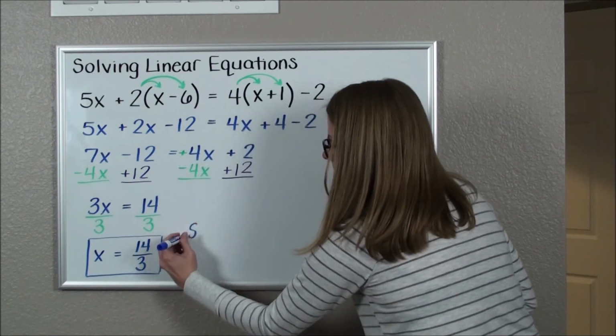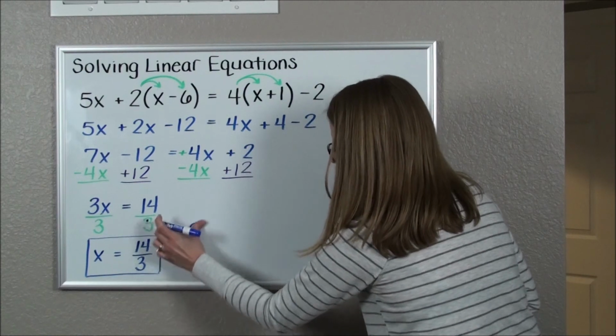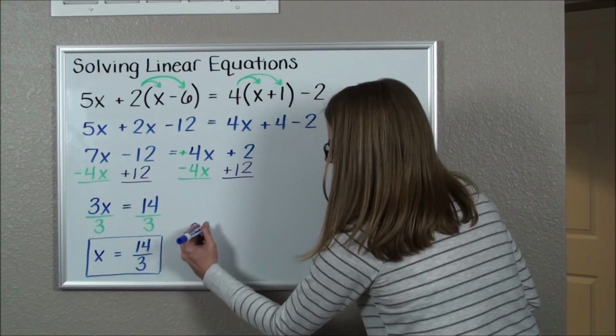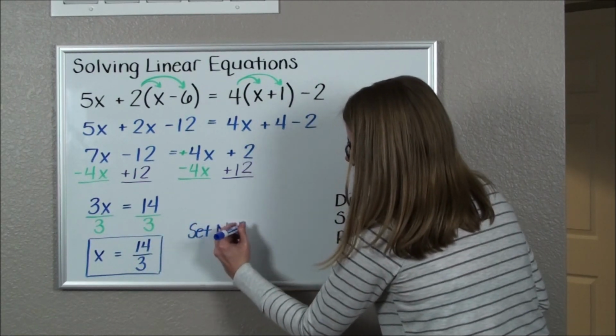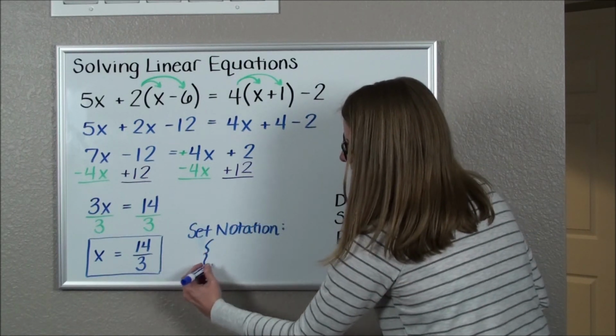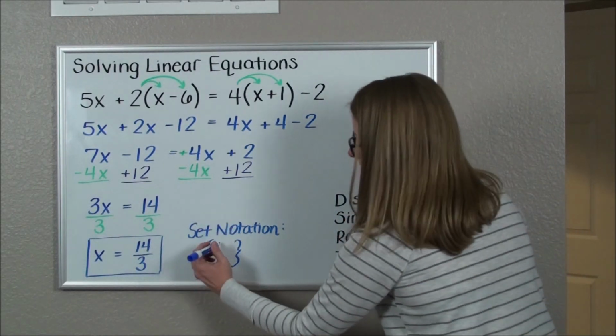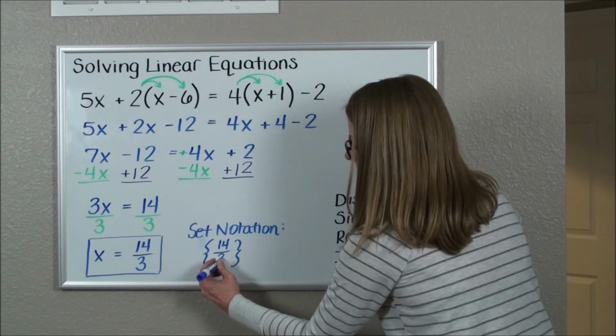And again, if I wanted to write that in set notation, it's just that fancy way of saying, let's use braces to describe my collection of answers. In this case, it's the 14 over 3.